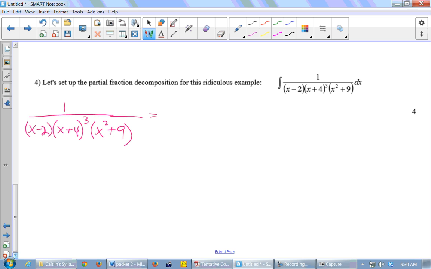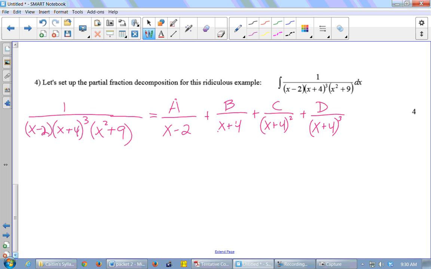Okay, so my non-repeated linear factor just gets a constant over it. My repeated linear factor, I have to have as many terms for that repeated linear factor as it is repeated. So I'm going to put a constant over x plus 4, another constant over x plus 4 squared, and another constant over x plus 4 cubed. And if that were x plus 4 to the 4th, I would have another constant over x plus 4 to the 4th. And then finally, I have an irreducible quadratic, so I put a linear term on top, ex plus f over x squared plus 9.